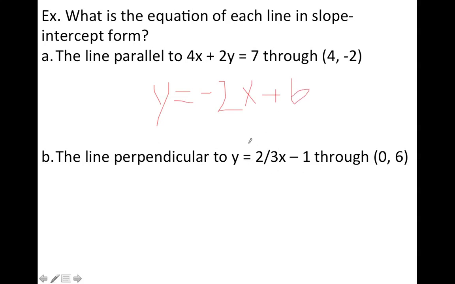And for the second one, it's already helpful for us. It's already in slope-intercept form, so you just have to switch our slope. And since it's positive, make it negative. And when you solve it out for y, we get y equals negative 3/2 x plus 6.